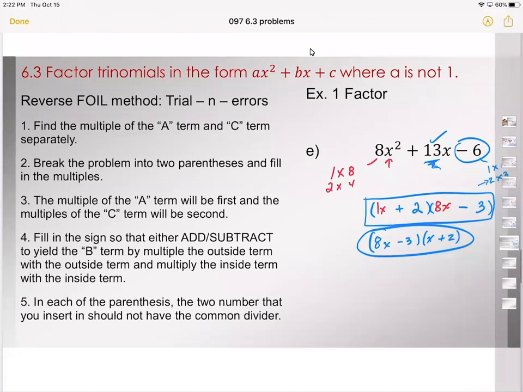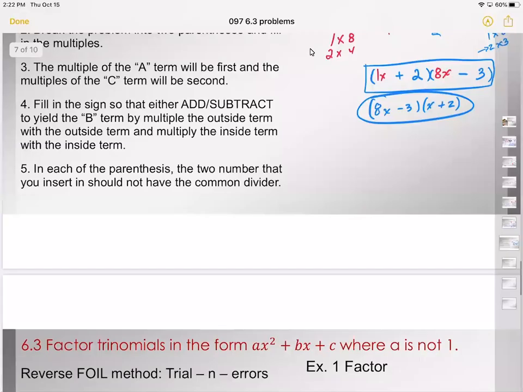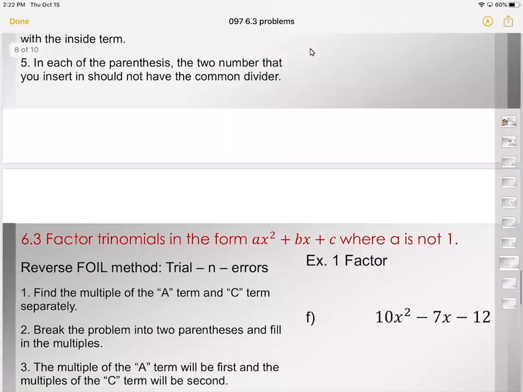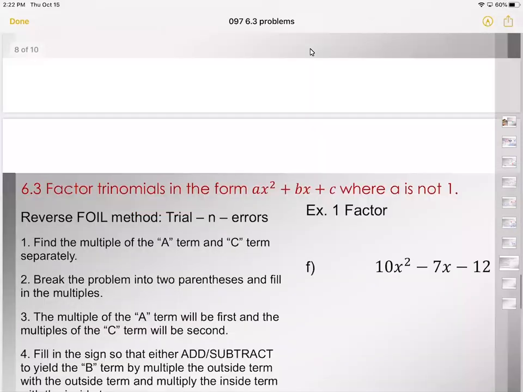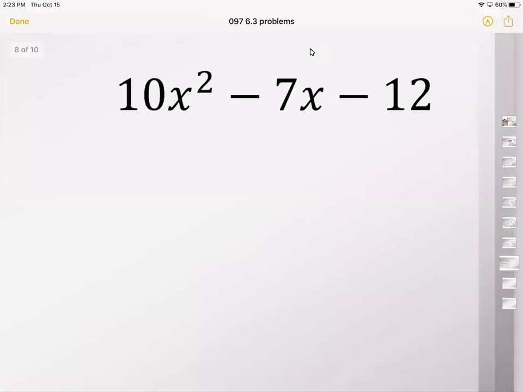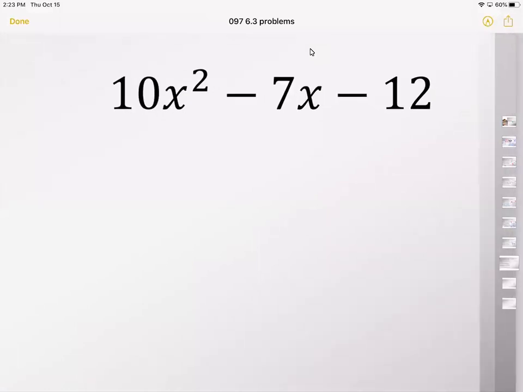Let's try this problem. Let me ask you guys to try this problem for me. Let's say you have this question on your test, let me see if you can work on this problem here. So I will let you guys work on that problem.